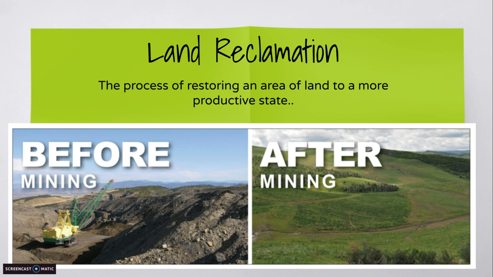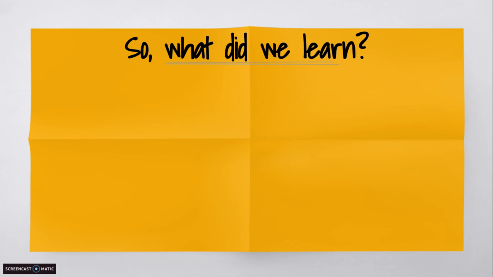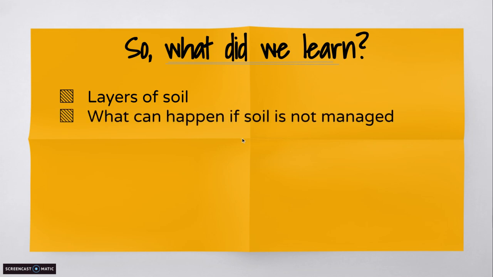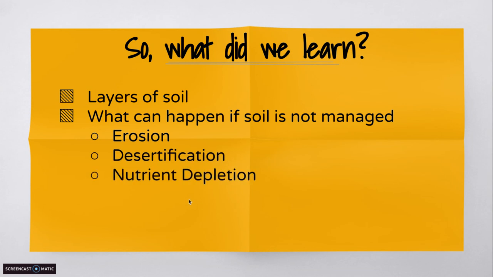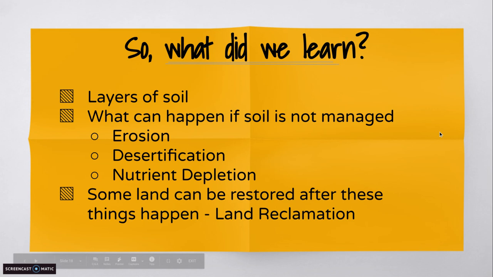All right. Now, that's it for the lesson. So what did we learn? Okay, we learned the layers of soil. We learned what can happen if soil's not managed properly, right? The erosion, the desertification, the nutrient depletion. All of those are not good for our soil, our planet, right? But some land can be restored after these things happened, and we call this land reclamation.